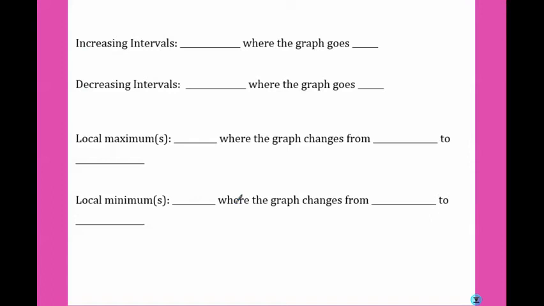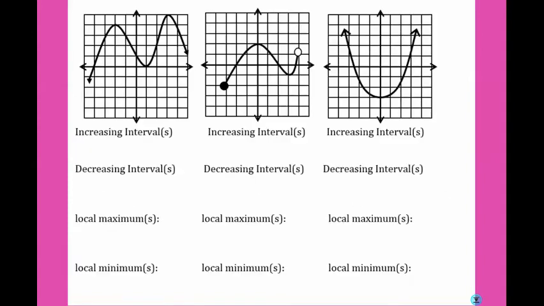So, our definitions. Increasing intervals are the x values where the graph goes up. Decreasing intervals, again, are the x values, but where the graph goes down. So again, I'm going to use some color coding today to help you guys see this. I'm going to do my increasing intervals in pink.